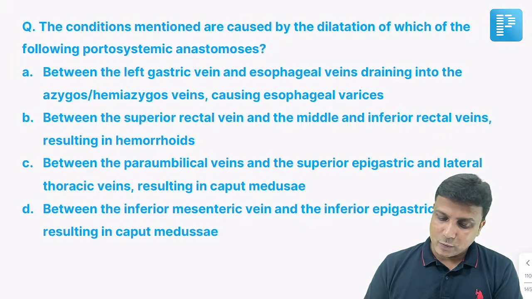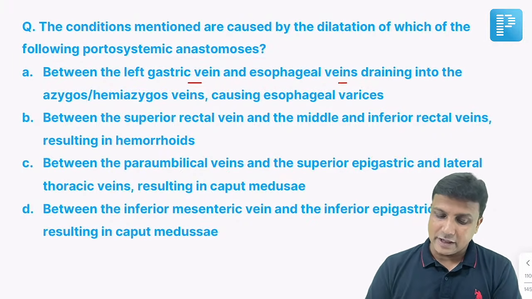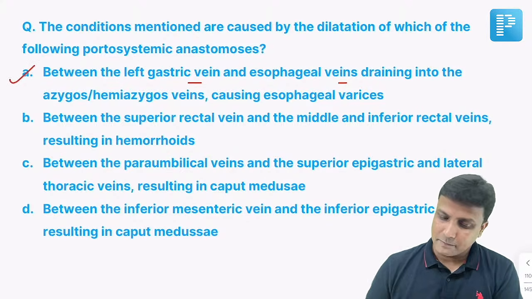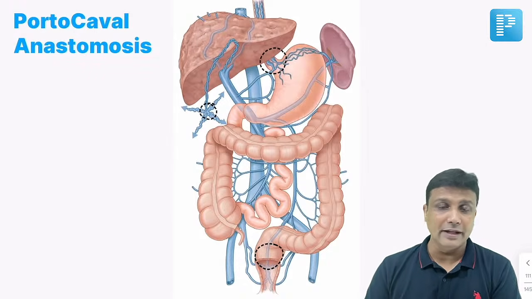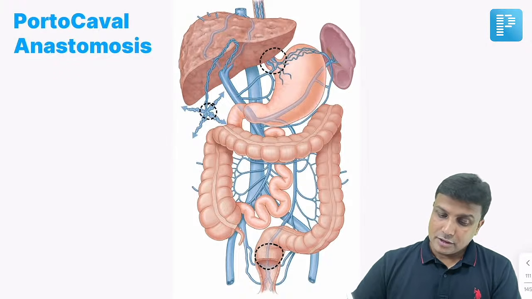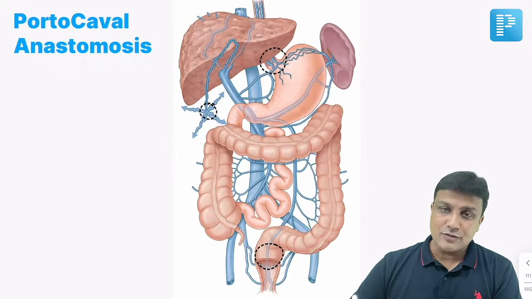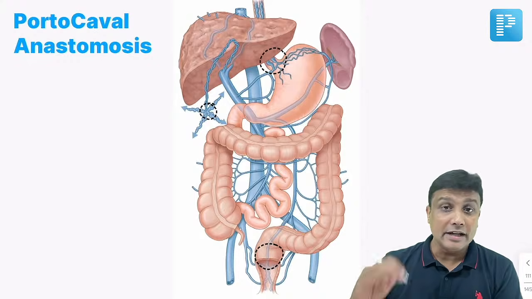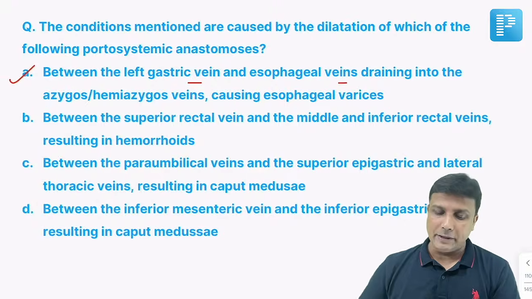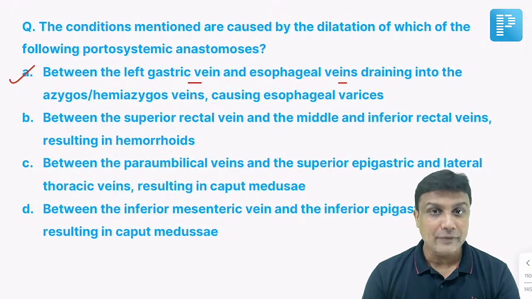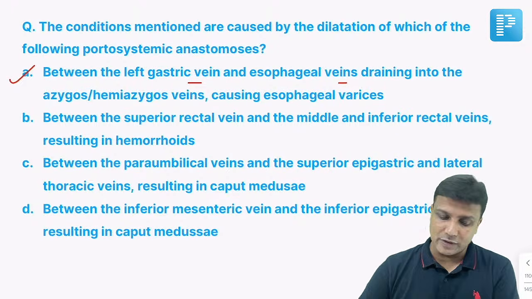Between the left gastric vein and the esophageal veins draining into the azygous and hemizygous vein causing esophageal varices. Absolutely correct here. अगर आपको देखना है तो यहाँ पर आप देख सकते हो. Okay, so the anastomosis which is actually formed over here near the lower end of the esophagus will be between what guys, the left gastric vein and the esophageal veins over there.